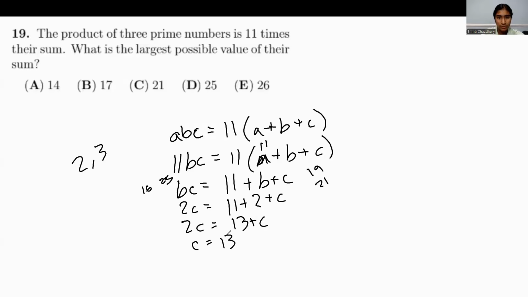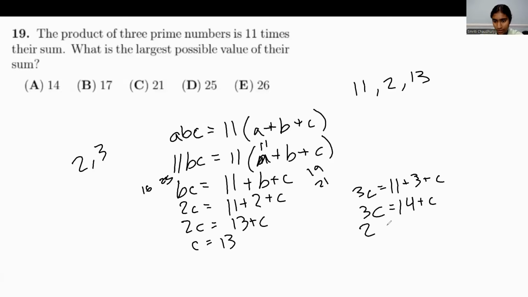So our values for that case would be 11, 2, and 13. Now let's try 3. There we would have 3C equals 11 plus 3 plus C, which would mean 3C equals 14 plus C.